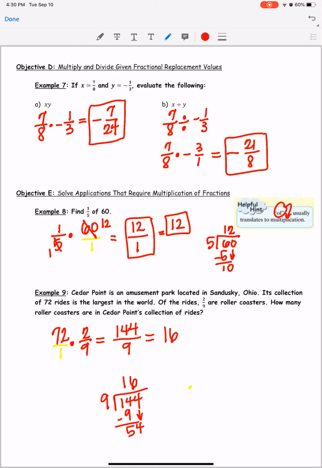So remember, word problems require word answers. It wants to know how many roller coasters in the collection of the rides. We have, we'll go ahead and put Cedar Point has 16. If I could spell, that'd be awesome. Roller coasters.